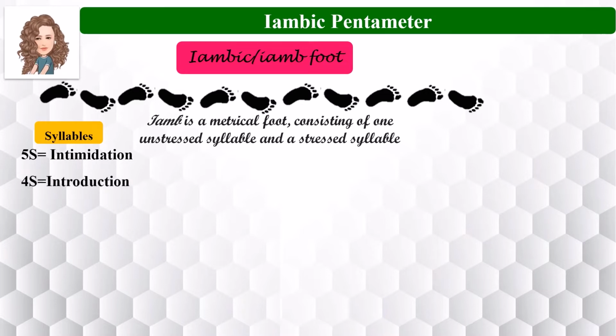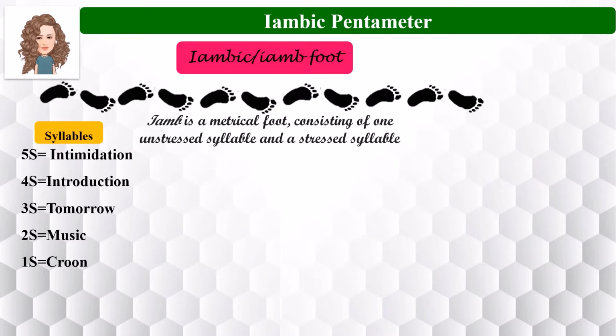Similarly, the word introduction has 4 syllables. Introduction. The word tomorrow is made up of 3 syllables. Tomorrow. The word music is made up of 2 syllables, and the word croon is made up of 1 single syllable. Now the question of stressed and unstressed syllables has arrived.